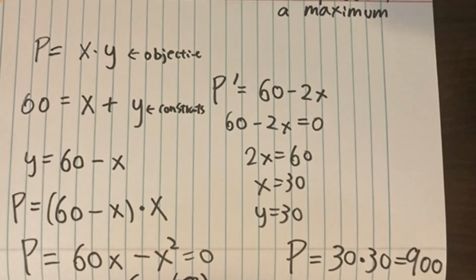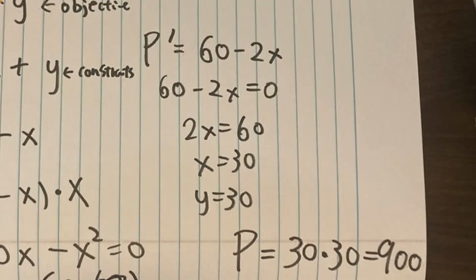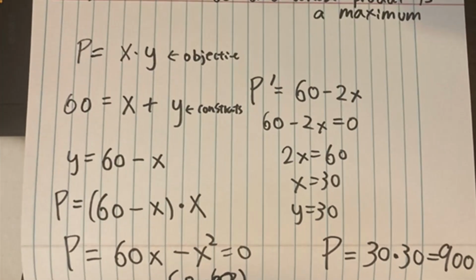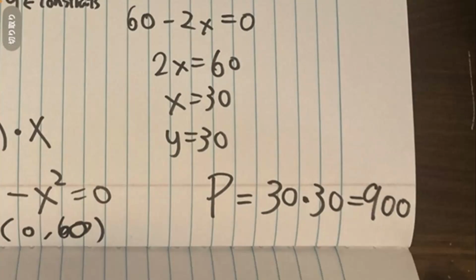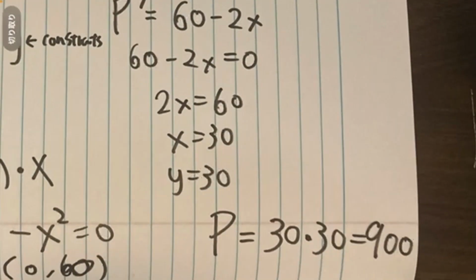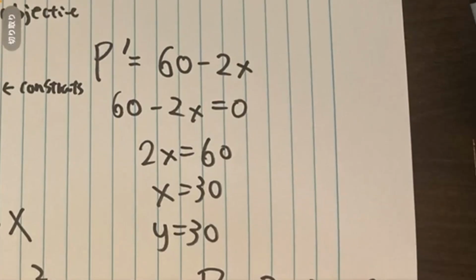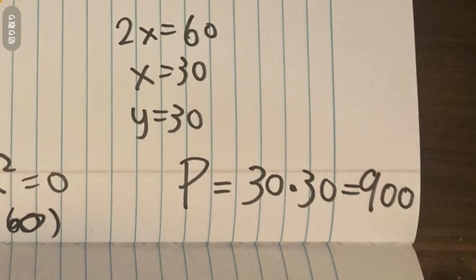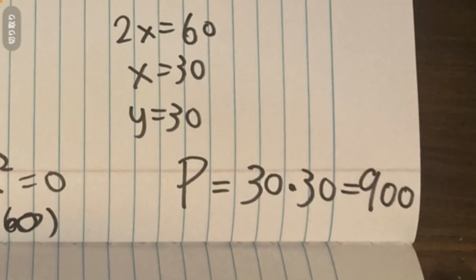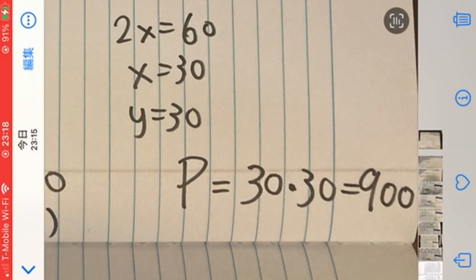And you find the derivative of p, which is 60 minus 2x, and you set that to 0, and you should get x equals 30. Now you plug 30 back into the constraint, which is 60 equals 30 plus y. Now you should get y equals 30 for the y value, and it's asking for the product to be a maximum. So you multiply 30 times 30, and you will get 900 as the answer.